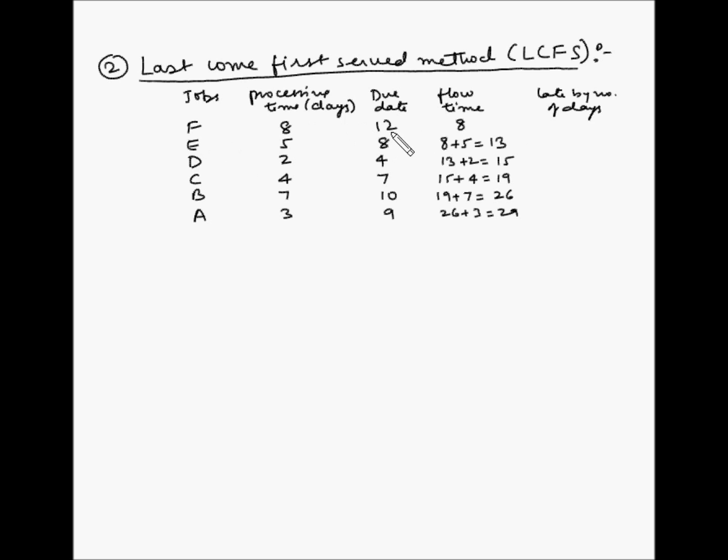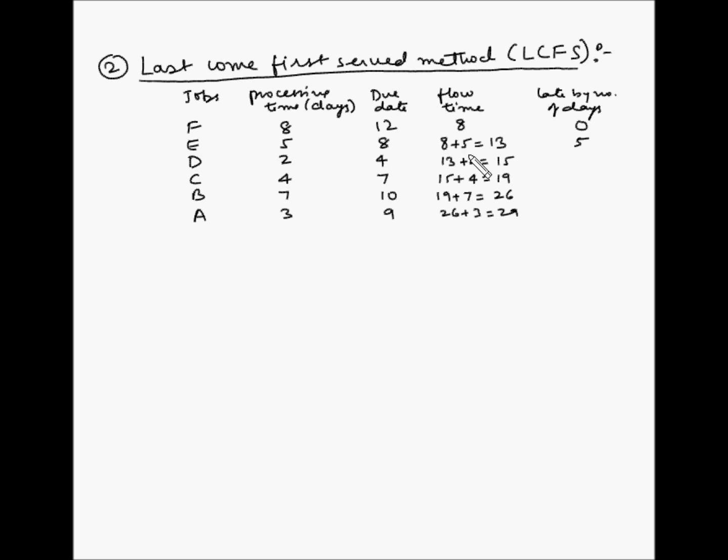So F has a due date of the 12th day and will be done by the 8th day. So this is not late. E has a due date of 8th day but will be done on the 13th day. So late by number of days is 13 minus 8, which is 5.